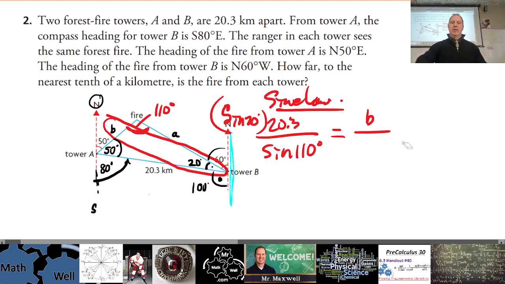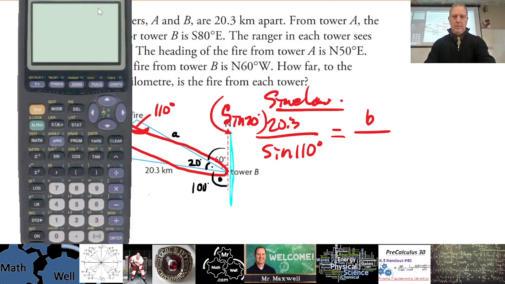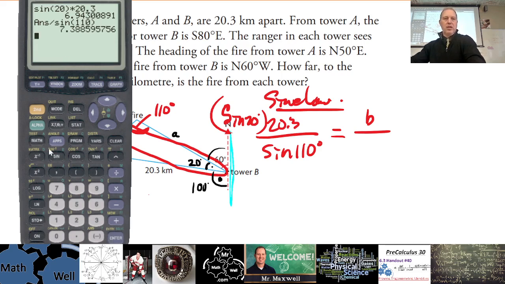And so on our calculator, let's do that real quick. So sine of 20, let's turn that on. Let's clear that. Sine of 20 times 20.3. I usually hit an equals when I do the numerator, and then I'll go divided by whatever's down the bottom there. I split it up into a couple operations. You don't have to, but that's what I do a lot of times, just because you don't have to use brackets and it won't get mixed up. But so divided by sine of 110, make sure you're in degrees.